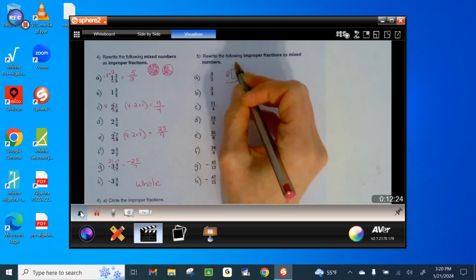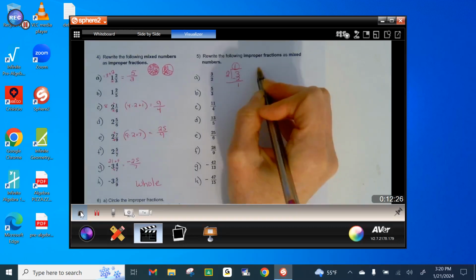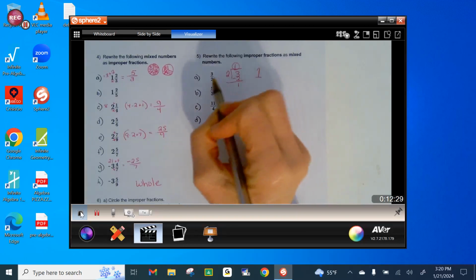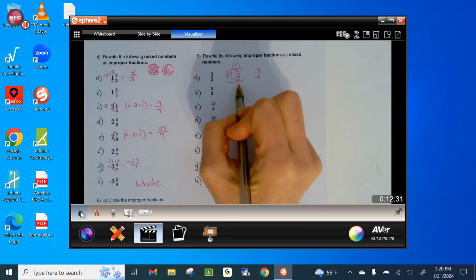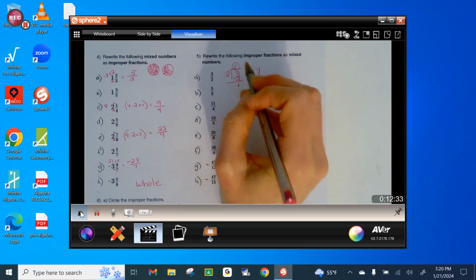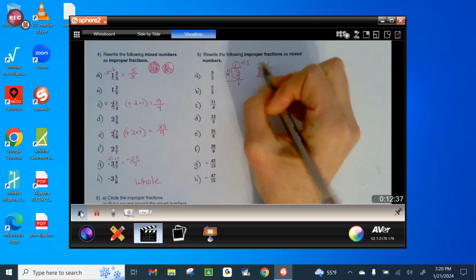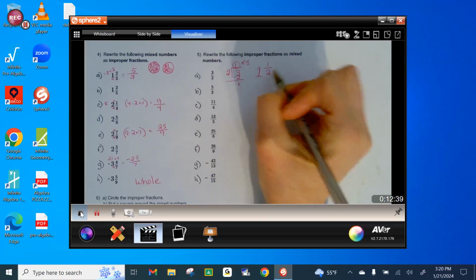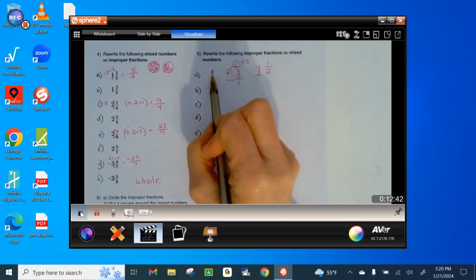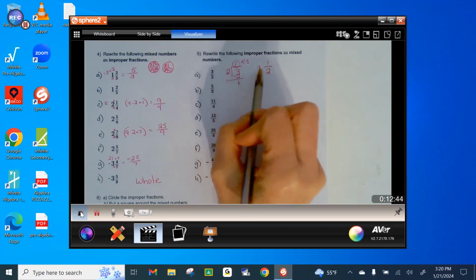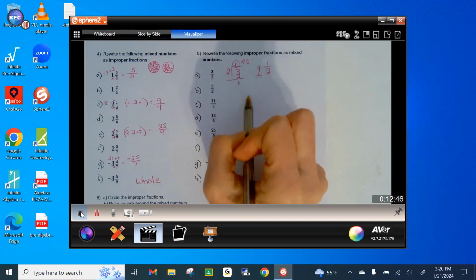So 2 goes into 3 one time. That's our whole number right there. And how many do we have left? We have 1 left. That's our remainder, right? So we're going to put our remainder over the bottom parts there. 3 divided by 2 is 1, with 1 and then 1/2 left over.